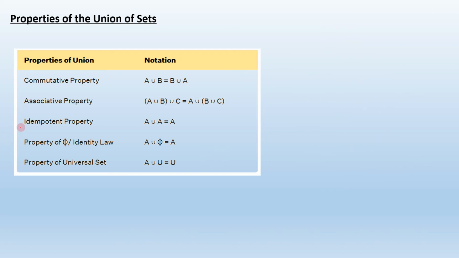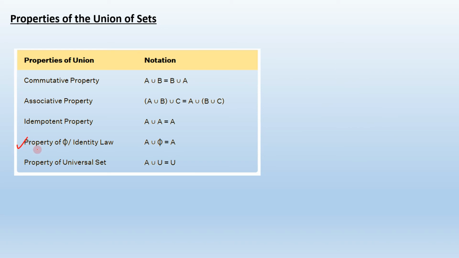Now here again we have another property called idempotent property. This property states that A union A is A, which means that determining the union of a set with itself, the result will be the same set. So suppose we have set A having elements 1, 2 and 3. So we have another set which is having the same elements 1, 2 and 3. So what will be A union A? As we know that repetition is not allowed in sets, so A union A will be 1, 2 and 3, which is same as set A.